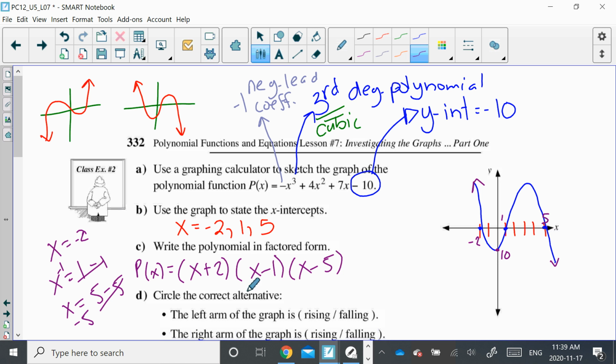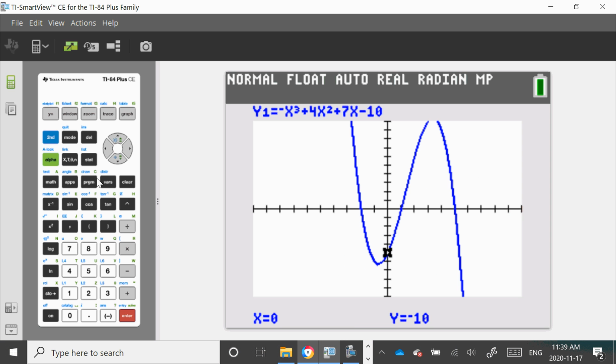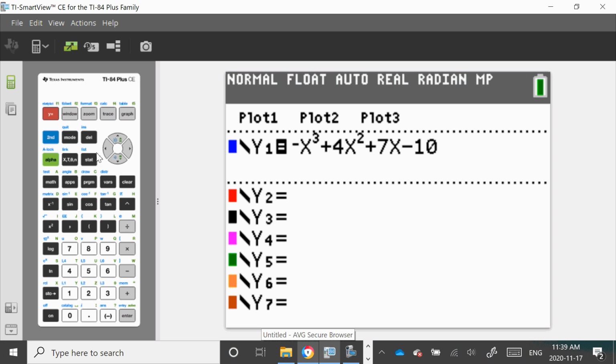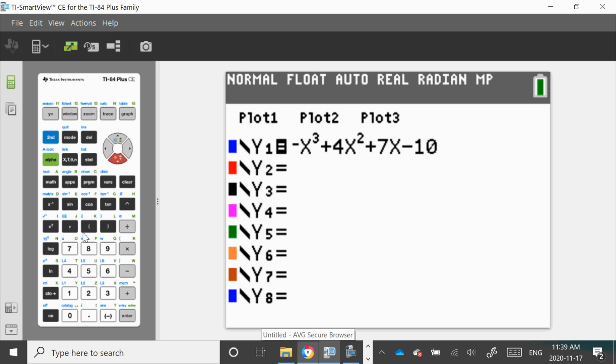If you were to type this into y2, and if you wanted, you could pause the video and do that, the graph would go right on top of the expanded graph because it's factored correctly. Okay, oh, no, it would not, because I am missing something. So let me actually show you. Right now, it would not. Let me show you why. So this is why it's always good to check.